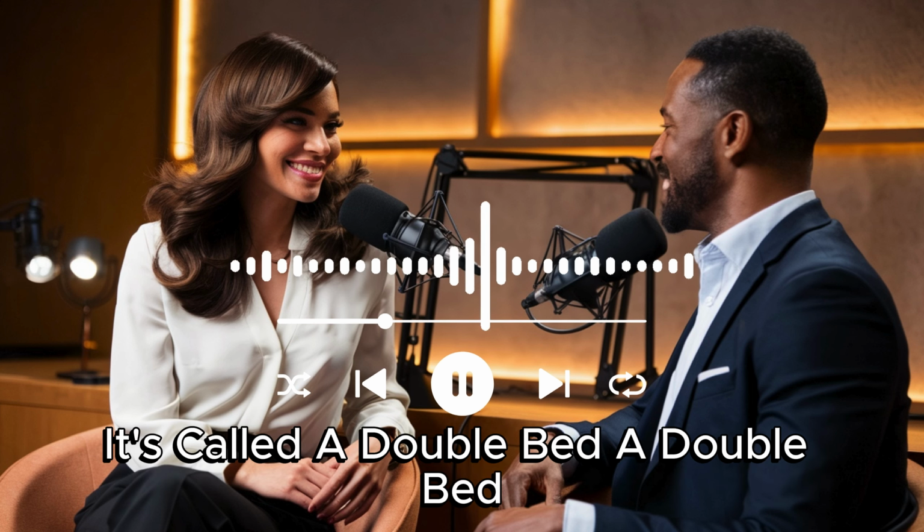It's called a double bed. A double bed. So again, double room, double bed. So this means that two people can sleep on the one bed.